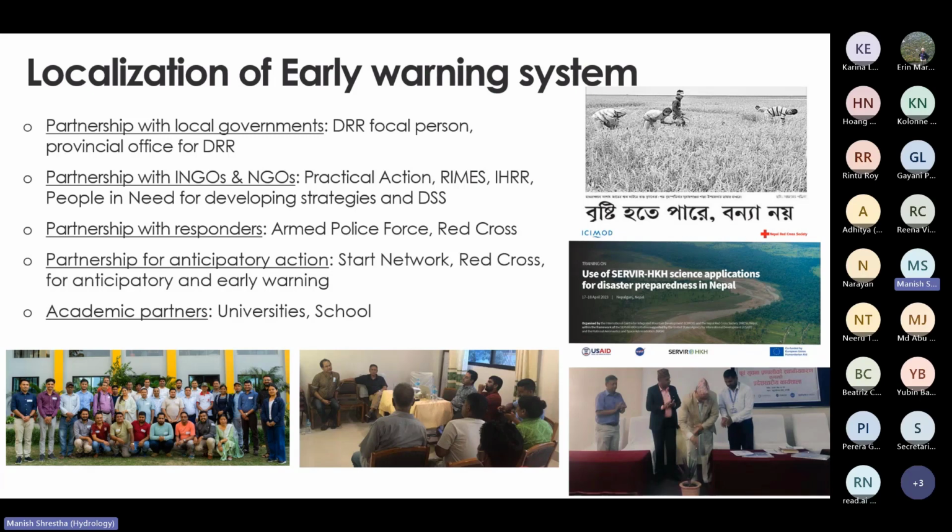We also work with responders, the Armed Police Force of Nepal, who are the first responders whenever any kind of disaster occurs in Nepal. Red Cross, we all know. Then we also work with partners such as Start Network and Red Cross, who are currently working on anticipatory action and early warning. And we also work with academia such as universities and schools.